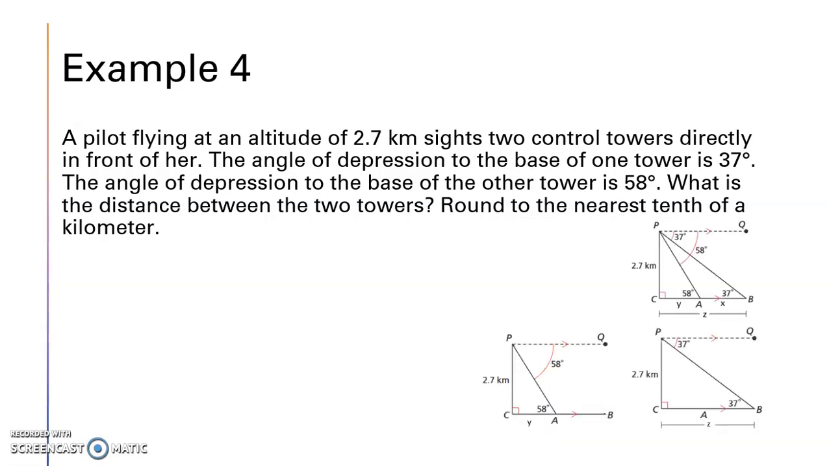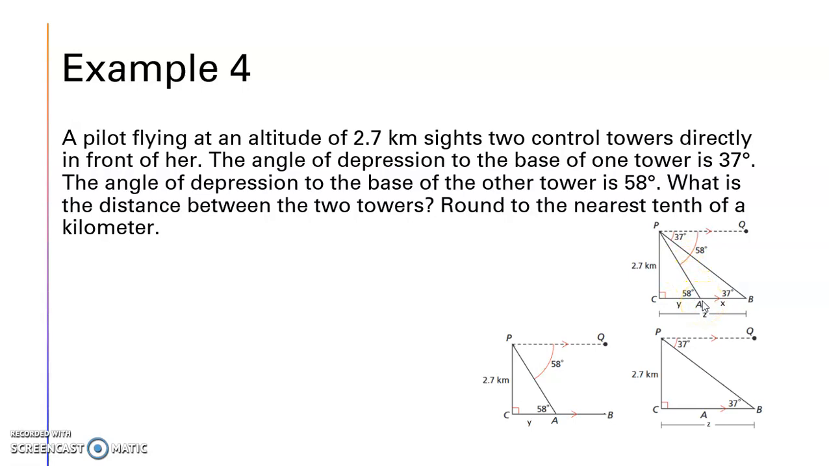So what I did is I actually drew three diagrams. My first diagram shows everything as it would be labeled from having just one drawing. Here's my pilot, that's 2.7 kilometers high in her airplane. Here's her original line of sight. Now she's looking 37 degrees down to Tower B, and she's looking 58 degrees down to Tower A.